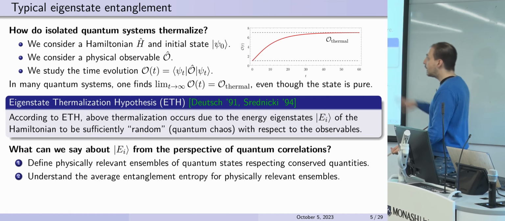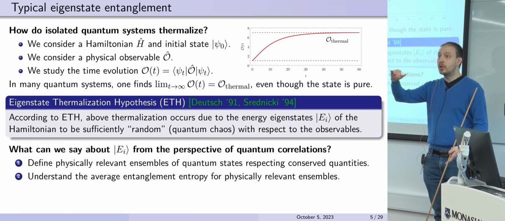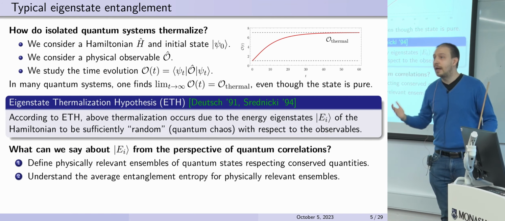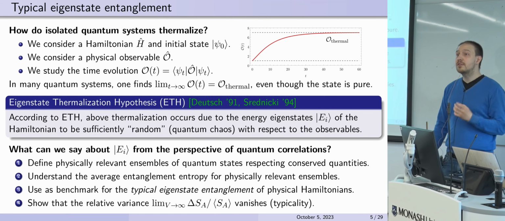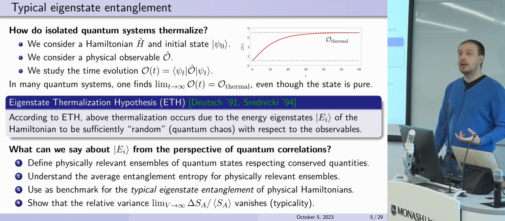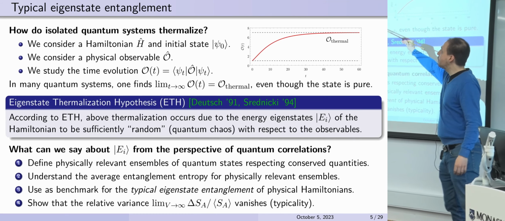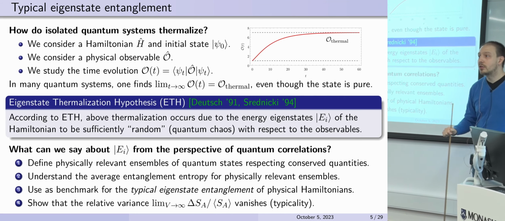So this would be, in the picture from before, submanifolds of your sphere. So just those states that also have fixed particle number, for example. Then use these families of states as a benchmark and compare whether their entanglement properties match the ones of eigenstates of physical Hamiltonians. And see if that allows us to make a statement about typical entanglement of energy eigenstates and how that relates to the question of whether a Hamiltonian satisfies ETH or not.